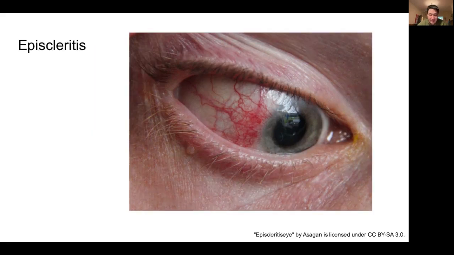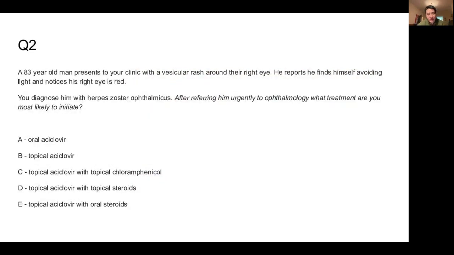I can only tell because the person who's taking the photo has named it episcleritis. But the pain is usually the thing in the question stem that gives it away. Sweet. And then we come to our second question. I'll give you a minute to go through this and we'll pop a poll up.